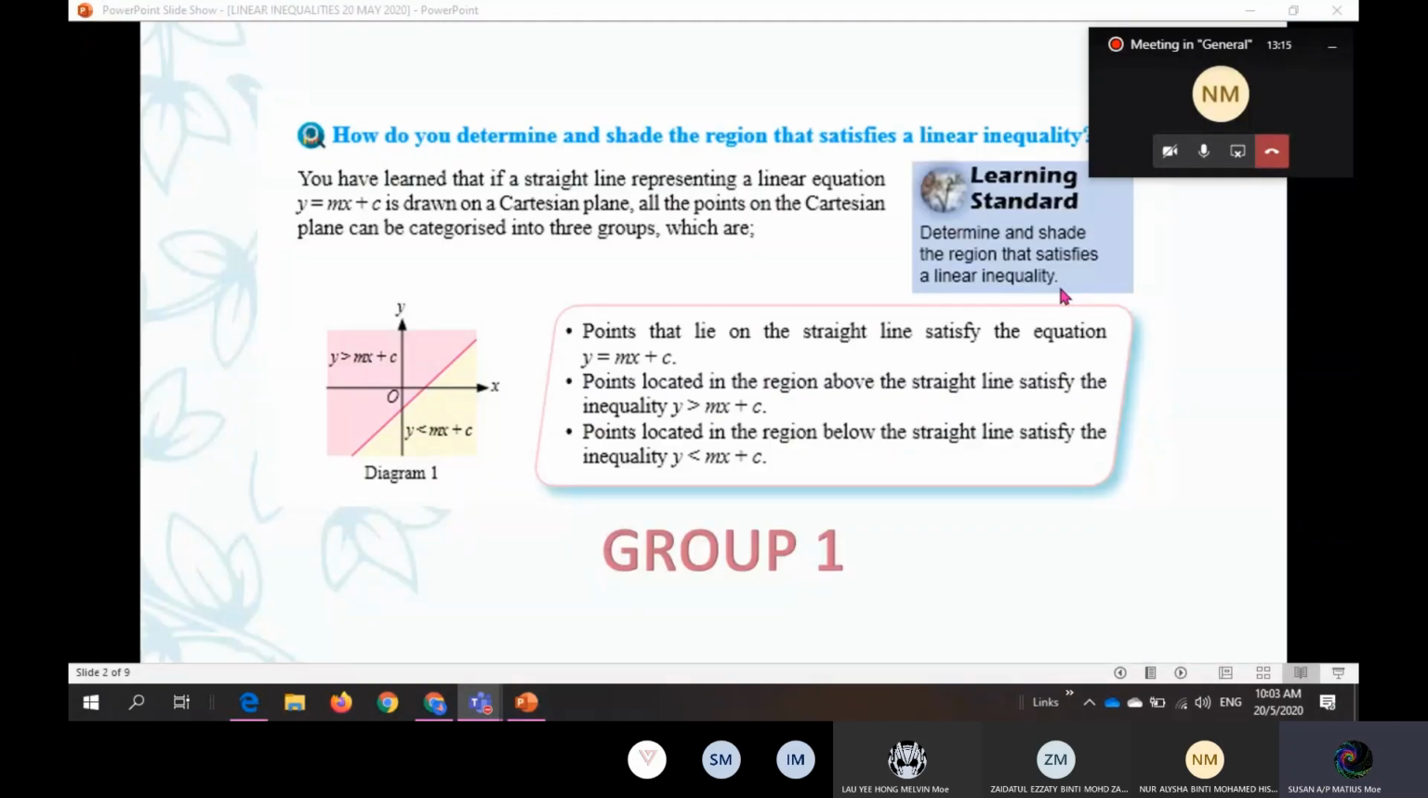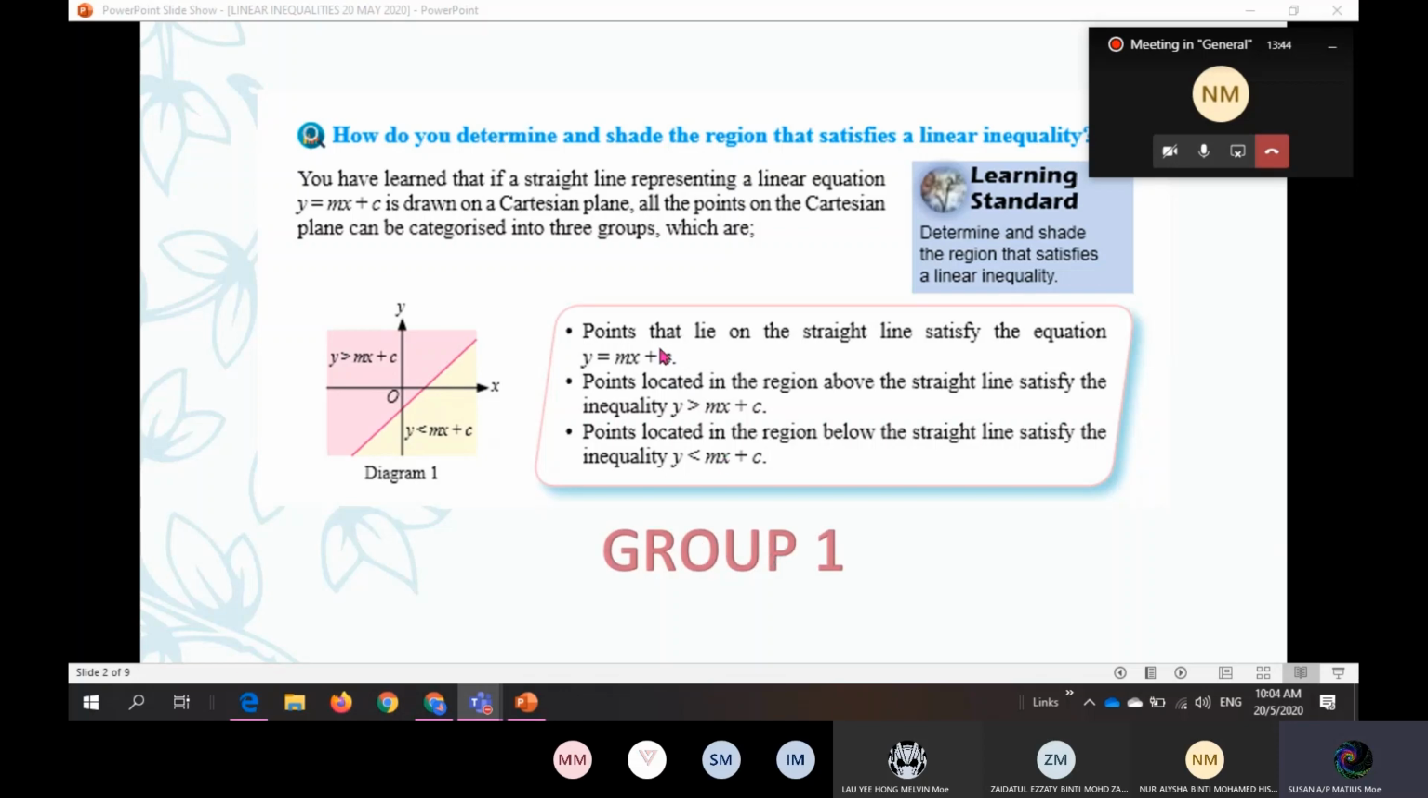Okay, so guys, today you're going to continue from what you left last week. You have learned about the straight line. You already learned how to draw the straight line, and you want to see that there are three terms: region above, region below, and what happens if the point is on the straight line. So there are three groups.